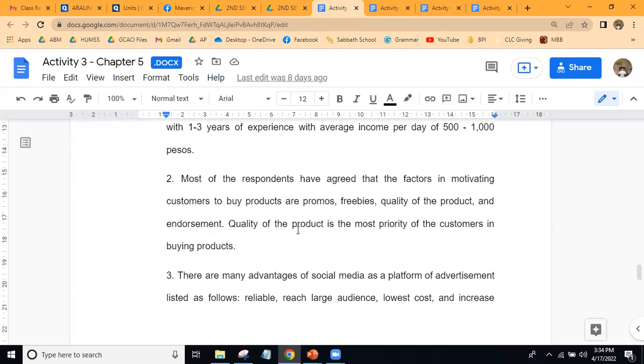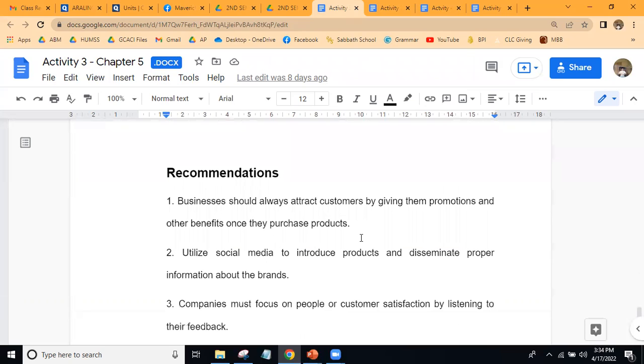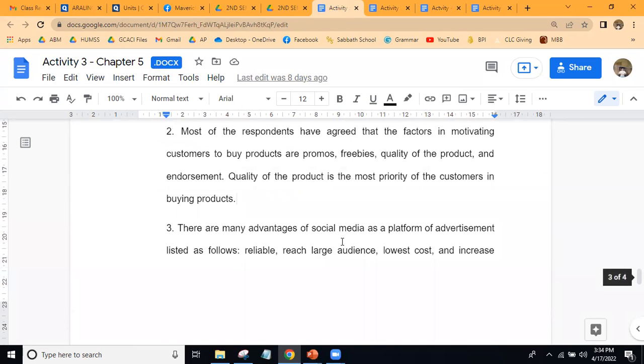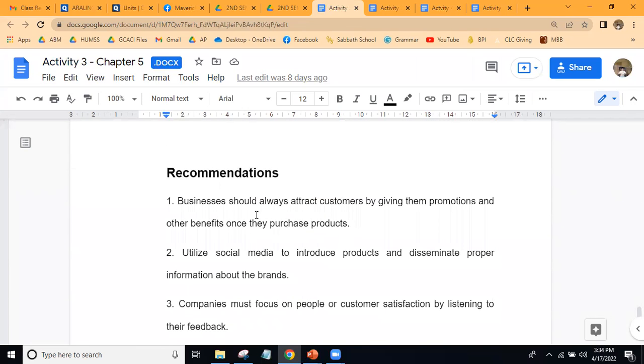Sabi ng kanilang conclusion, most of the respondents agree the factor by products are promos. No? By promotion. So, and other benefits they purchased in the product. So naroon pa rin. So, ang recommendation is based on the conclusions. No? Kaya nag-arrive sila sa ganitong recommendation.